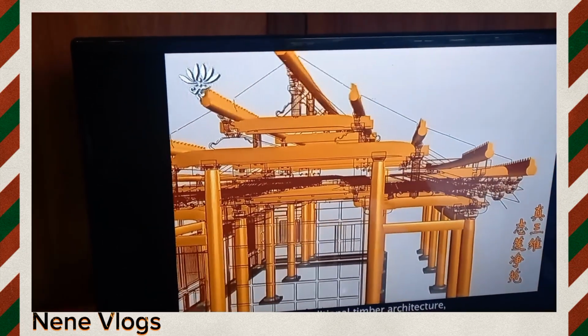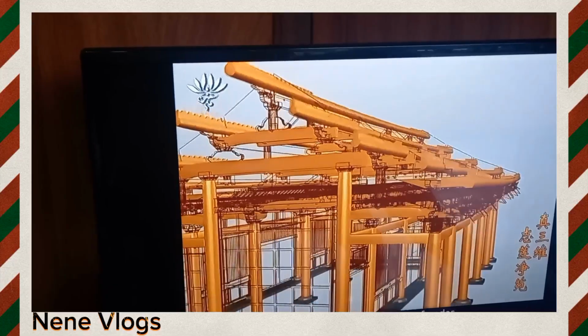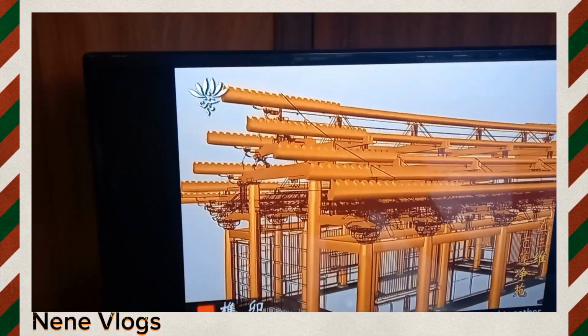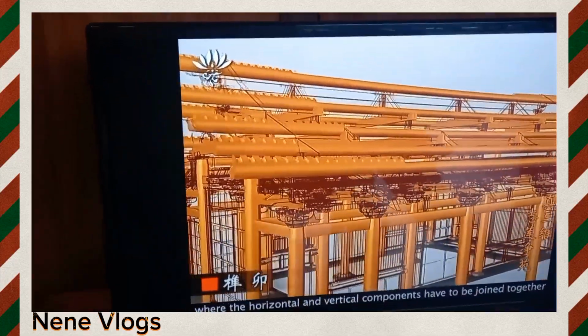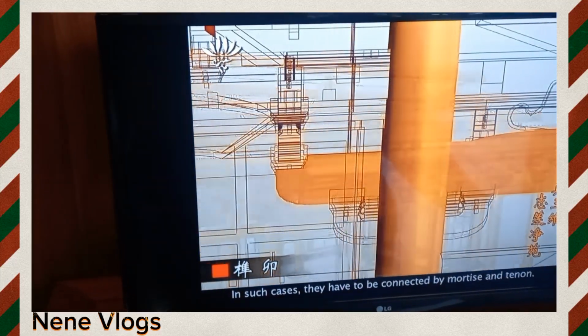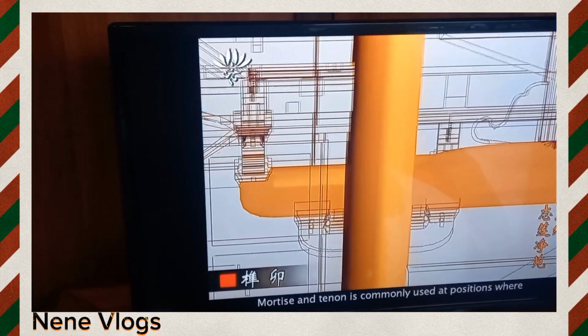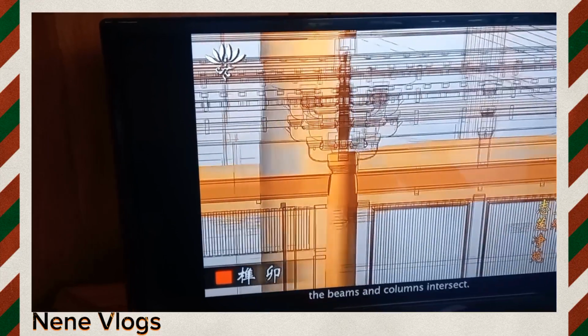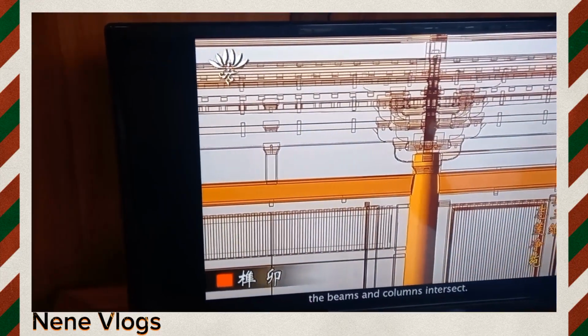In traditional timber architecture, there are a great number of nodes where the horizontal and vertical components have to be joined together. In such cases, they have to be connected by mortise and tenon. Mortise and tenon is commonly used in positions where the beams and columns intersect.